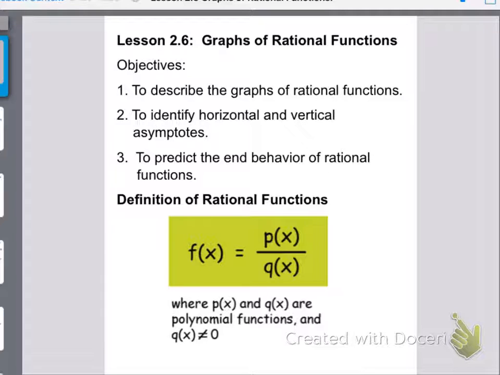A rational function, basically, guys, is when you take a polynomial and divide by another polynomial. Okay, we just have to make sure that the q of x down here doesn't equal 0, because obviously you can't have a 0 in the denominator.